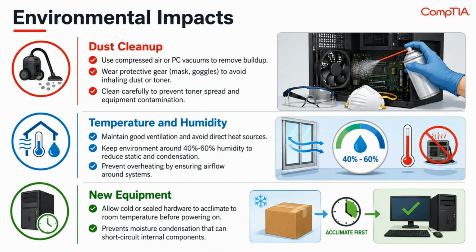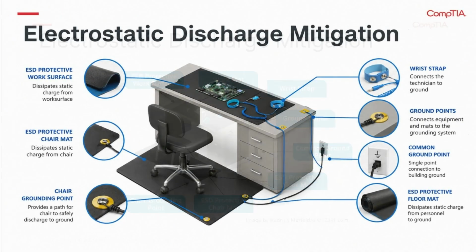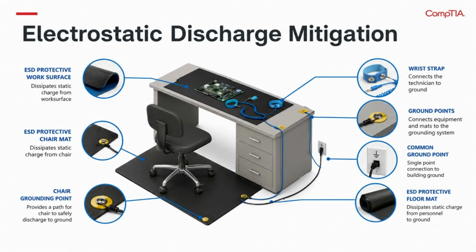For temperature and humidity, maintain good ventilation, avoid direct heat sources, and keep humidity around 40 to 60% to reduce static and condensation, preventing overheating with proper airflow. For new equipment, let cold or sealed hardware acclimate to room temperature before powering on, preventing moisture condensation that can short-circuit internal components. Here's what a properly set up ESD workstation actually looks like. Notice the grounding mat and wrist strap working together to keep static discharge away from sensitive components.